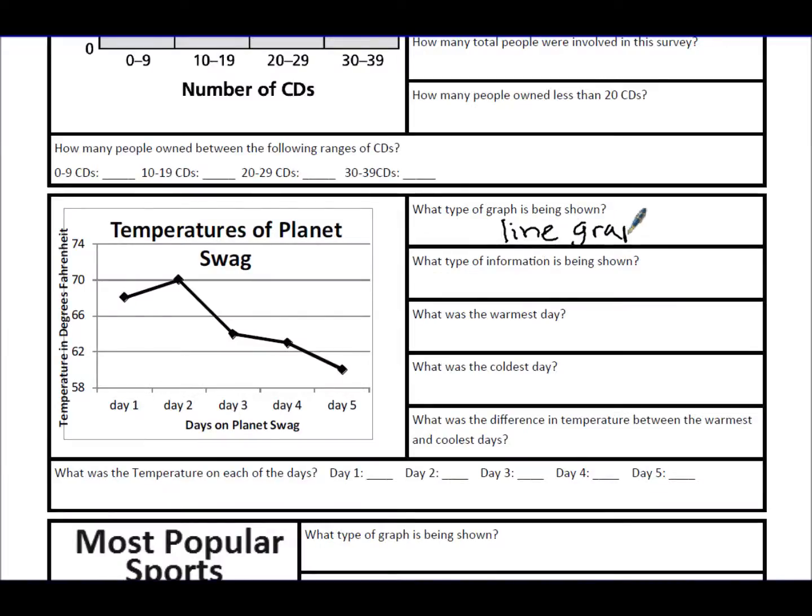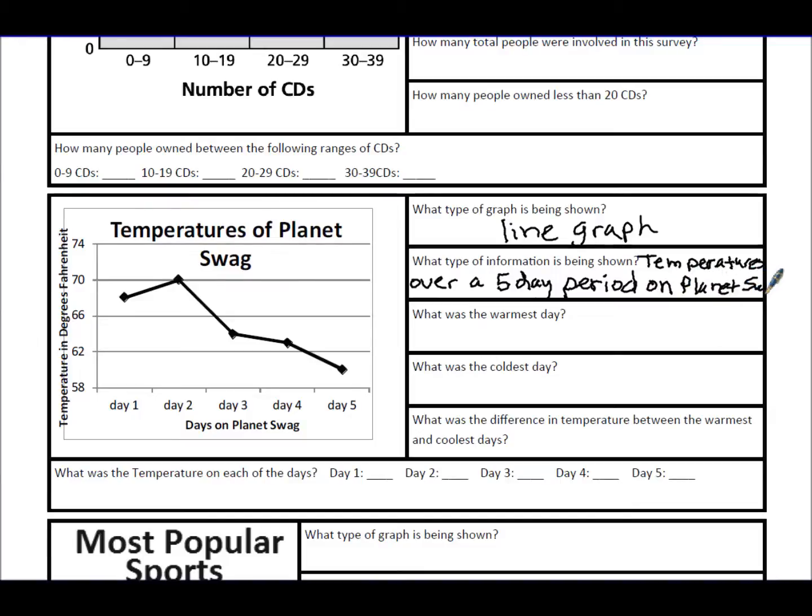Here we see a line that's going across a few days and tracking data across a few days. So this is a line graph. And if we look at the title, it says temperatures of planet swag. On the left, you're measuring in degrees Fahrenheit. And at the bottom, you're tracking those degrees Fahrenheit on planet swag across a 5-day period. So what's being shown, we're seeing temperatures over a 5-day period on planet swag.